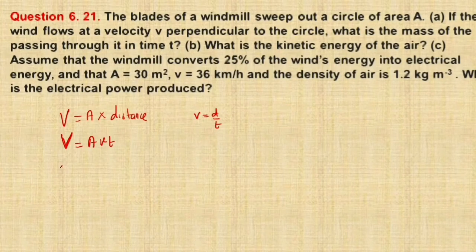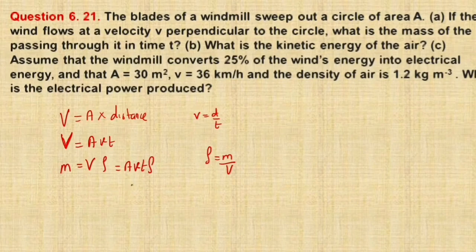If so, what is the mass of the air passing through it? As we already learned, density is equal to mass by volume. So mass is equal to what? Volume into density, that is equal to AVT into density. So this is the mass of the air passing through the windmill.